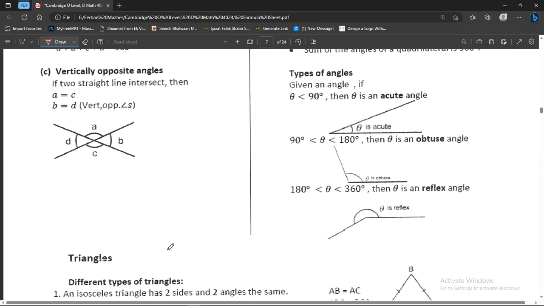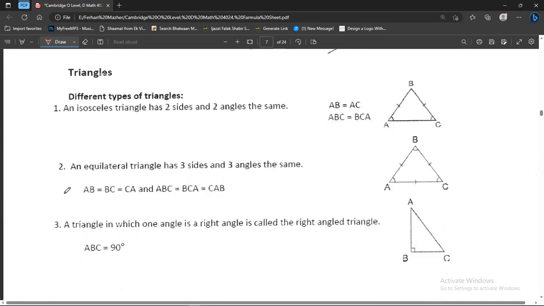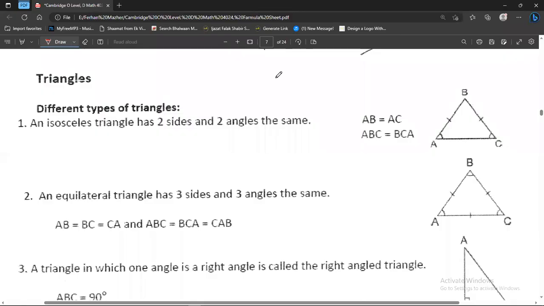For example, this angle here is a reflex angle because it is more than 180 and less than 360. And frequently in O levels, they ask you to find out, for example, this is AOB, the reflex angle AOB. So this is about the angles. Then we have triangles. There are different types of triangles.